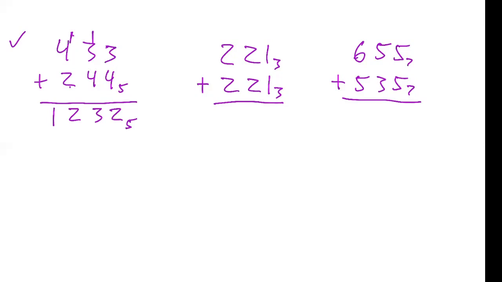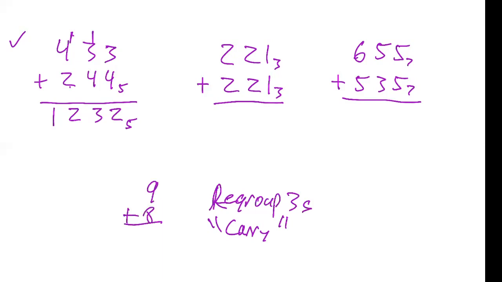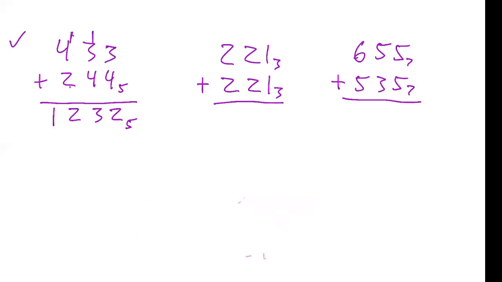Base 3. Now I'm thinking regroup 3s. Do you see how I'm using different words? Remember the old word carry? In base 10, when you did something like 9 plus 8, you got 17, so you wrote a 7, and then you carried the 1. Well, now we're thinking regrouping because it's not so easy to carry a 1. We don't carry a 1 because it's really not ones. It's groups of 3 in this case.